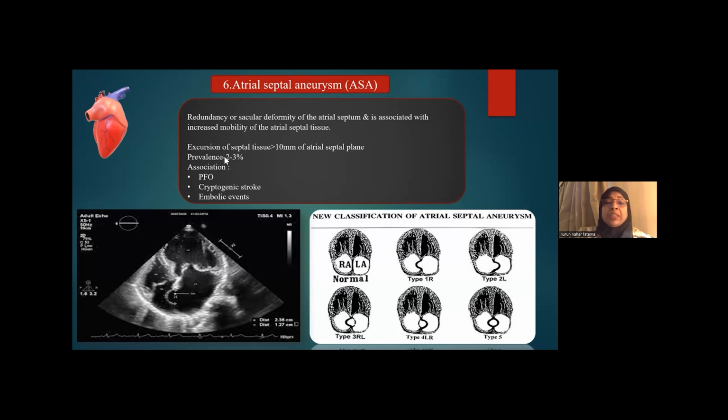So this is a saccular type of deformity, and if the excursion of the septal tissue is more than 10 millimeter of the atrial septal plane, then it is known as atrial septal aneurysm. Prevalence is 2 to 3% among the general population, and these kinds of defects are associated with patent foramen ovale, cryptogenic stroke, and because of the passage of thrombus from the right heart to the left heart, there is chance of embolic events also.